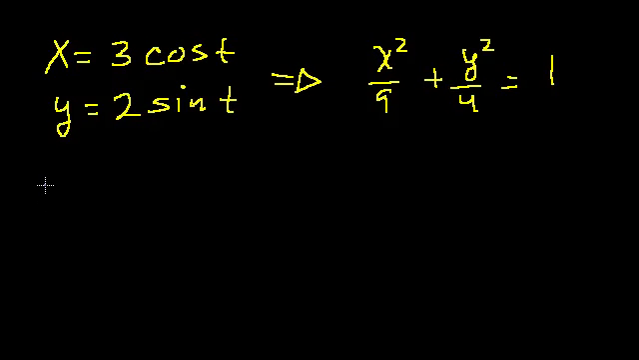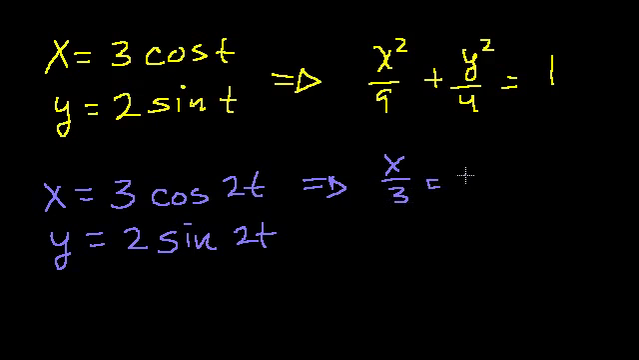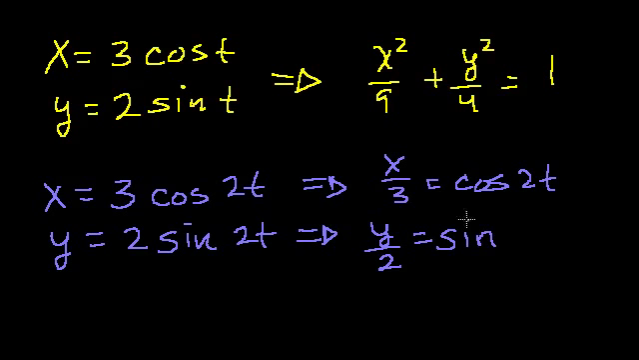So one could be x is equal to 3 cosine of 2t, and the other one is y is equal to 2 sine of 2t. Like we did in the last video, let's solve for cosine of 2t and solve for sine of 2t. So we just have to divide both sides of this top equation by 3. You get x over 3 is equal to cosine of 2t. Divide both sides of this equation by 2. You get y over 2 is equal to sine of 2t.